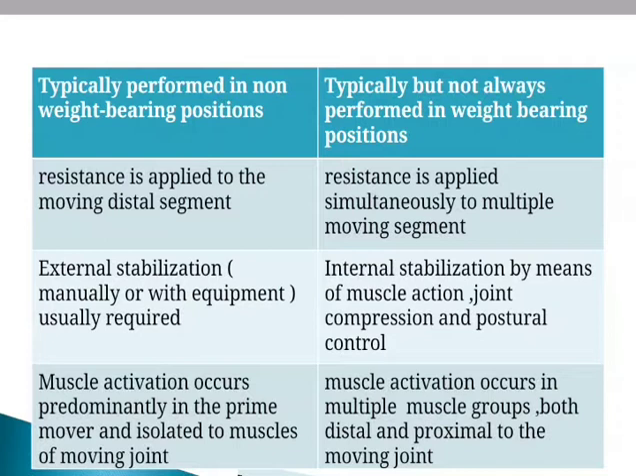In open chain exercise, resistance is applied to the moving distal segment, but in closed chain exercise, resistance is applied simultaneously to multiple moving segments. Then in open chain exercise, there is external stabilization, manually or with equipment, usually required. But in closed chain exercise, there is internal stabilization by means of muscle action, joint compression, and postural control. Then in open chain exercise, muscle activation occurs predominantly in the primary mover, isolated to the muscle of the moving joint. But in closed chain exercise, muscle activation occurs in multiple muscle groups, both distal and proximal to the moving joint.